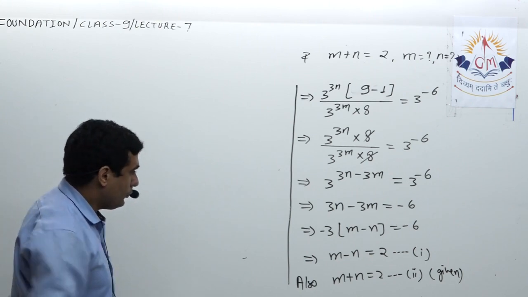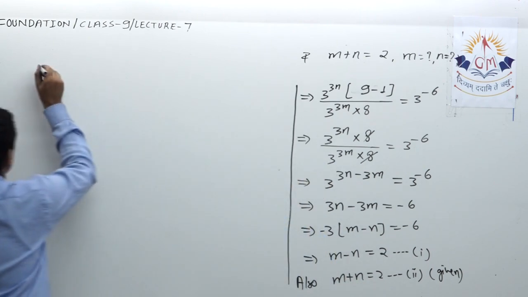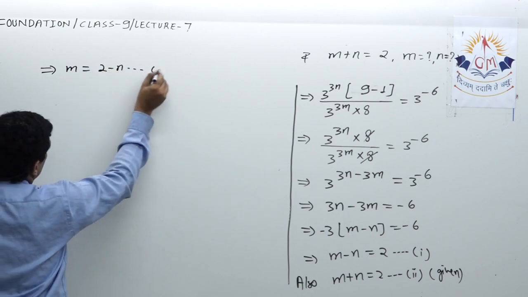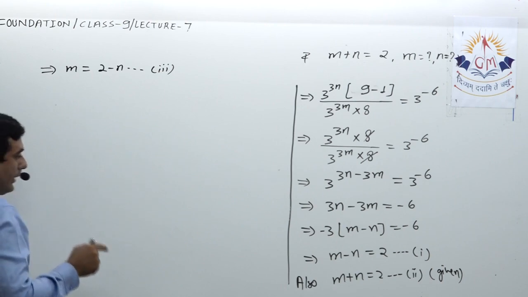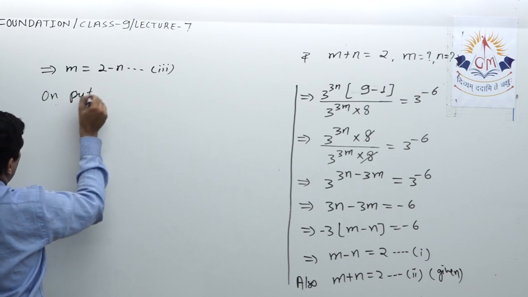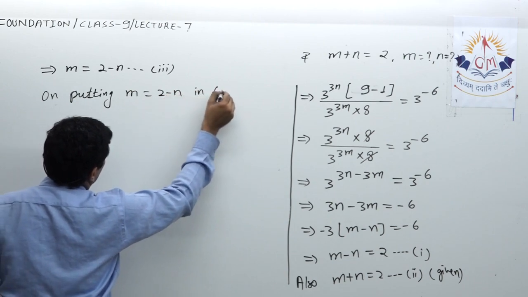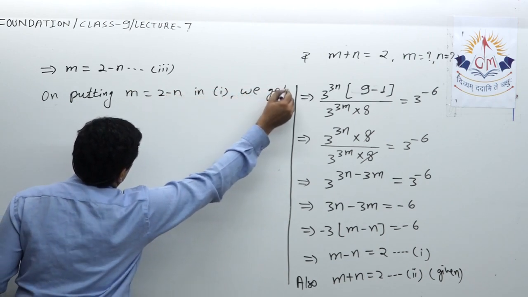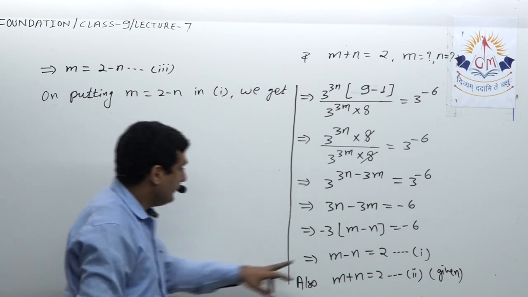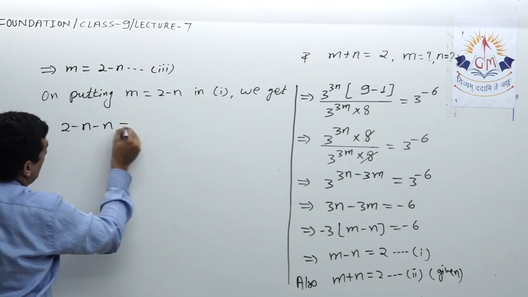Okay, m plus n equal to 2. So here again I can write m plus n equal to 2. Therefore I can say m is equal to 2 minus n. Let us take this as equation number 3, m equal to 2 minus n. On putting m is equal to 2 minus n in the first, what do we get? I'm putting m equal to 2 minus n in the first one. So 2 minus n minus n is equal to 2.